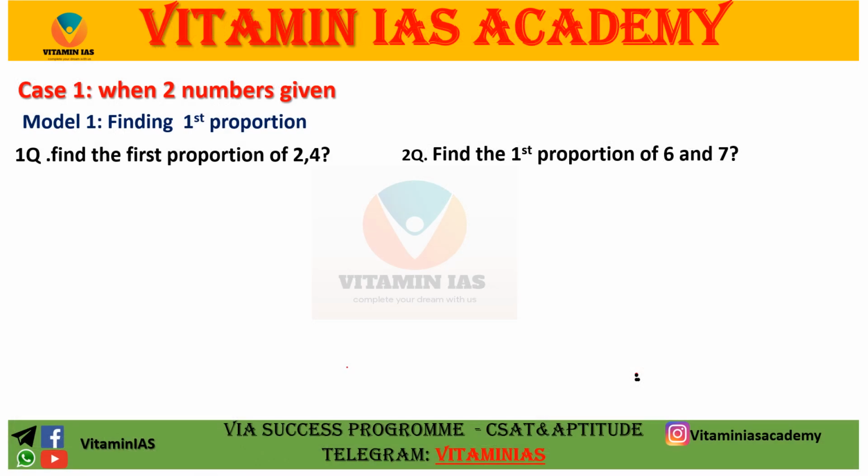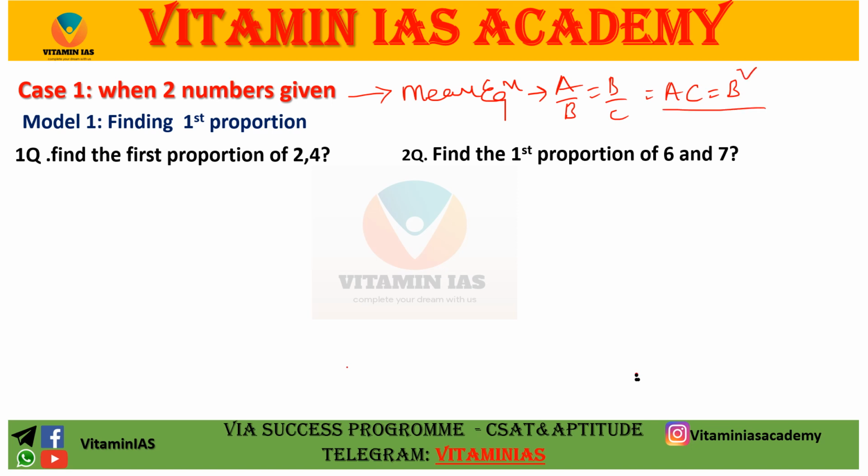Here case number 1: when two numbers are given. I told you already, case number 1, when two numbers are given, then we have to use the mean equation. What is that? A by B is equal to B by C, which is nothing but AC is equal to B square.